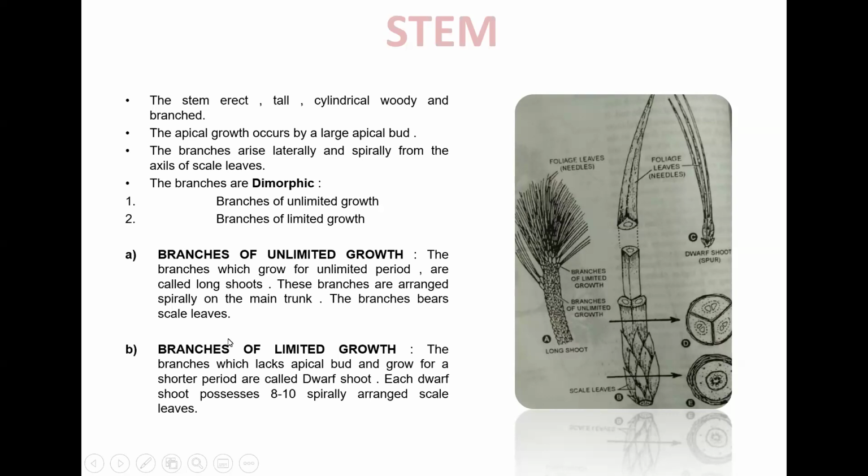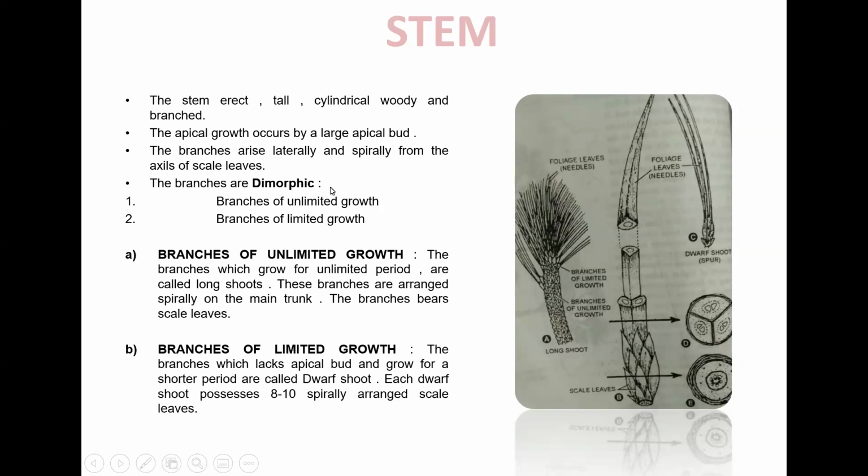And the other type of branches here, we call branches of limited growth. The growth of these branches is restricted. They grow only to a certain size, and then they stop growing. This is due to the lack of the apical bud, and they grow for a shorter period of time. Such shoots are called dwarf shoots. Each dwarf shoot possesses only 8 to 10 spirally arranged leaves. As it is a very short shoot, that is the reason why only a small number of leaves are developed on it. So this is about the dimorphic branching observed in Pinus.